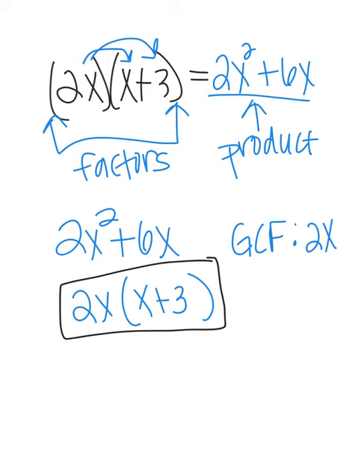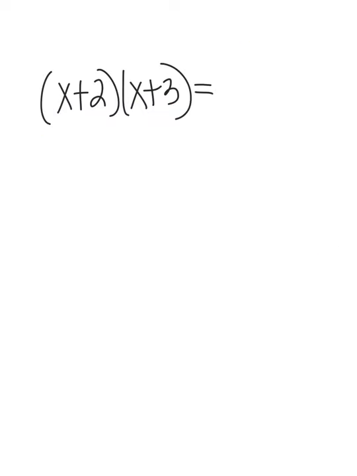Okay, so that's only with the monomial. This week we're actually going to be factoring what's called a trinomial. So let's take a look at some examples. So now if I want to multiply two binomials together, we know we can use the distributive method or the box method. Let's go ahead and review both.